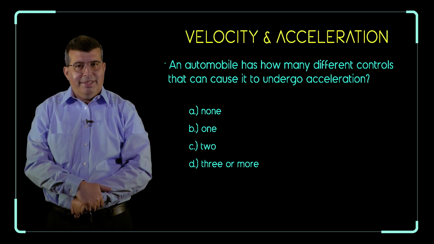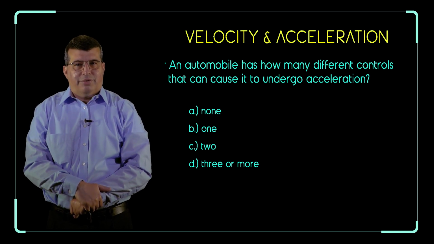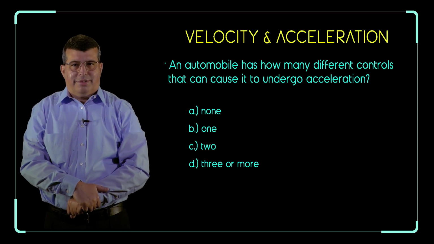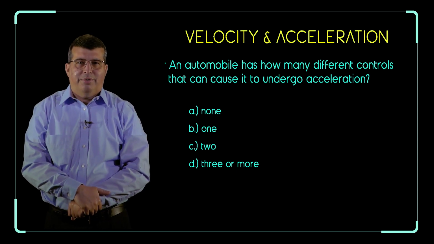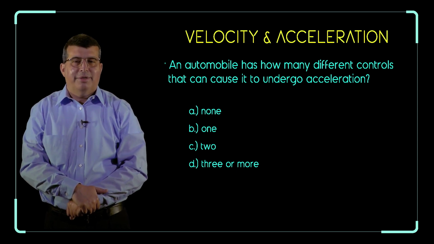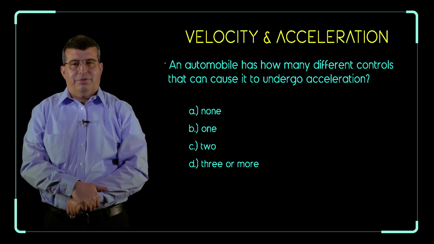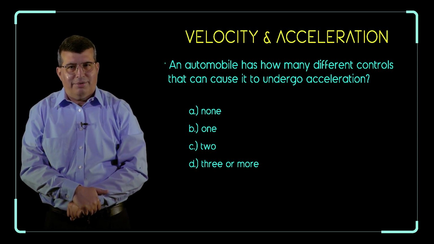So you have at least 3 controls in your car that will cause your car to undergo acceleration: the accelerator pedal, the brake pedal, and the steering wheel. All of those will change your car's velocity, meaning it will change your car's speed, or it will change your car's direction. So the correct answer here is D, 3 or more.